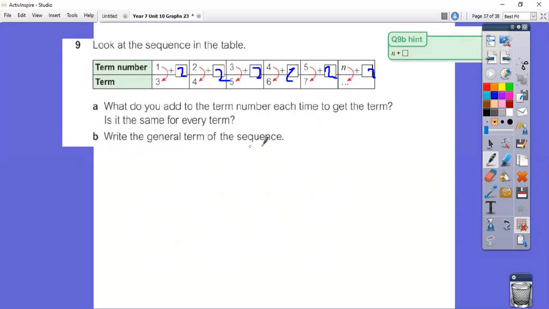So write the general term of the sequence. I'll leave that part to you guys. It's kind of giving it to you already here. So again, hopefully you shouldn't find this too difficult. These are nice, easy questions to get you through this topic.